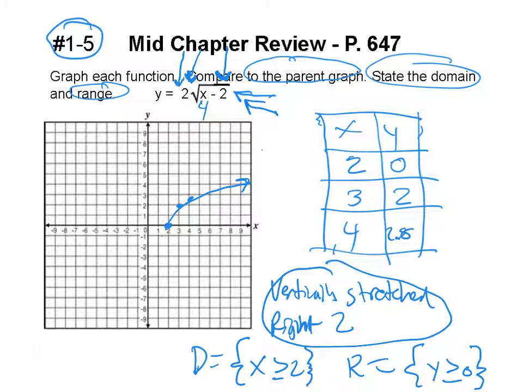So careful on that 1, 3, and 5. You'll have 3 answers. You'll have your graph. You'll have what changed about the graph. Okay, like this one was vertically stretched and to the right 2. And then don't forget your domain and range.